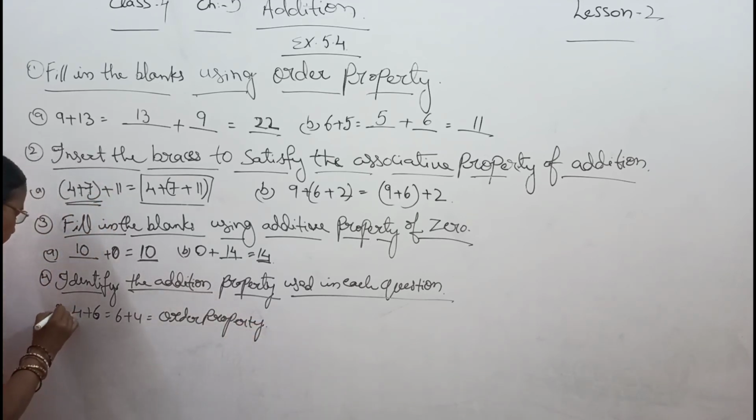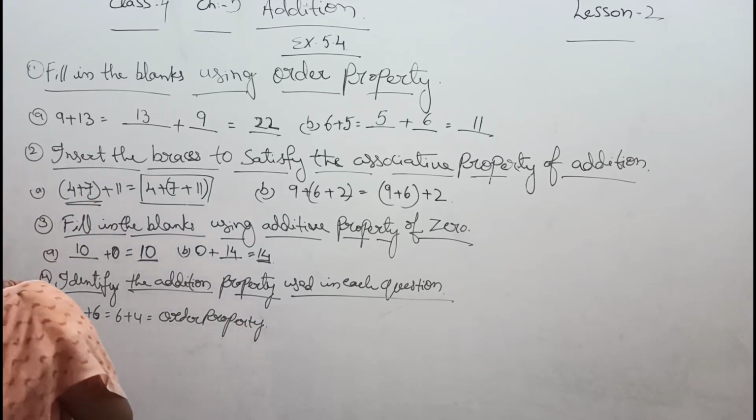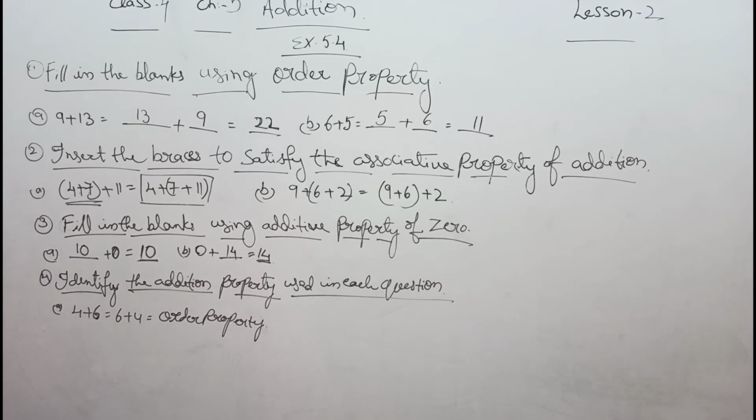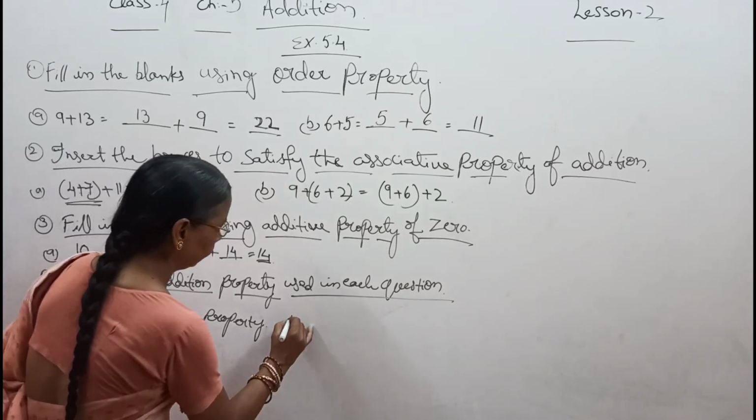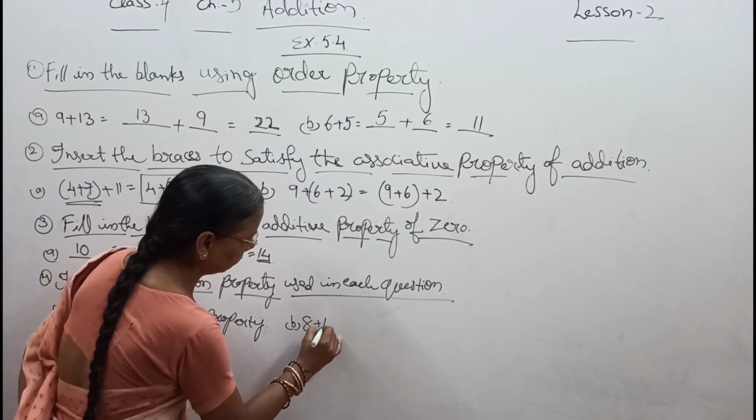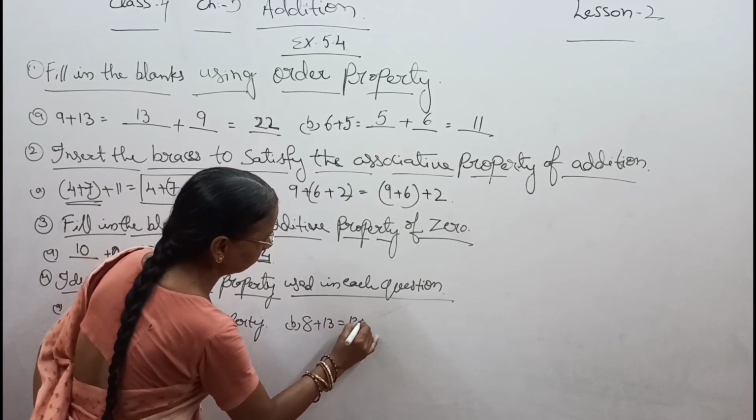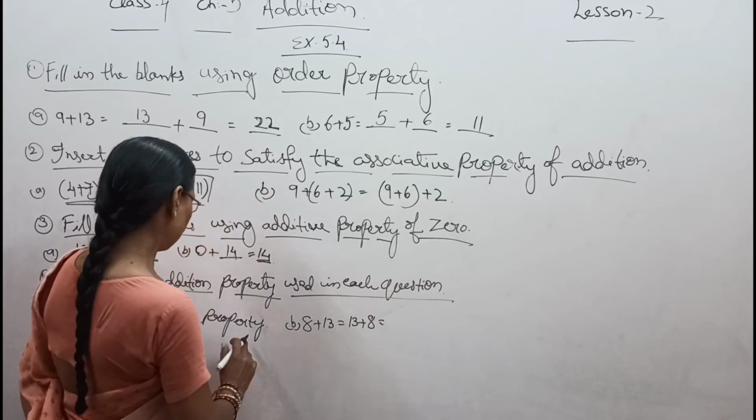And the second one, that is 8 plus 13 equals 13 plus 8. Again it is order property.